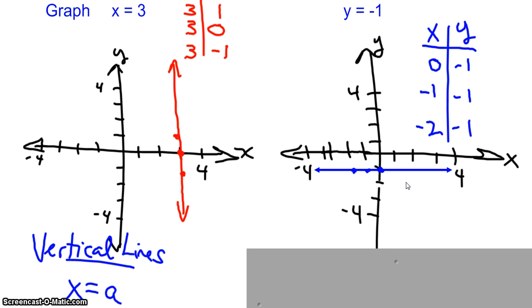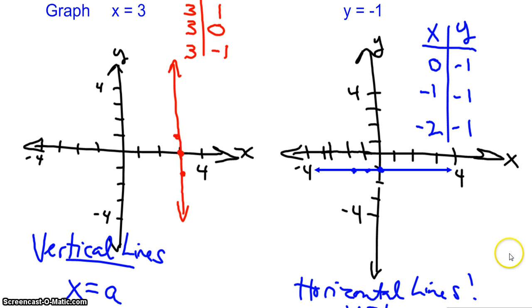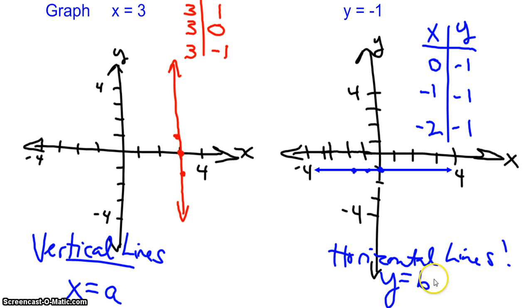So the tables look strange too, because these, again, are special cases. No matter where you go on the graph, all of the y's are -1. So these always give you horizontal lines. So the rule, again, for a horizontal line is down here. Horizontal lines are y equals some constant. That is represented by B in this case. Horizontal lines are y equals a constant. Constant means a non-changing number, okay?